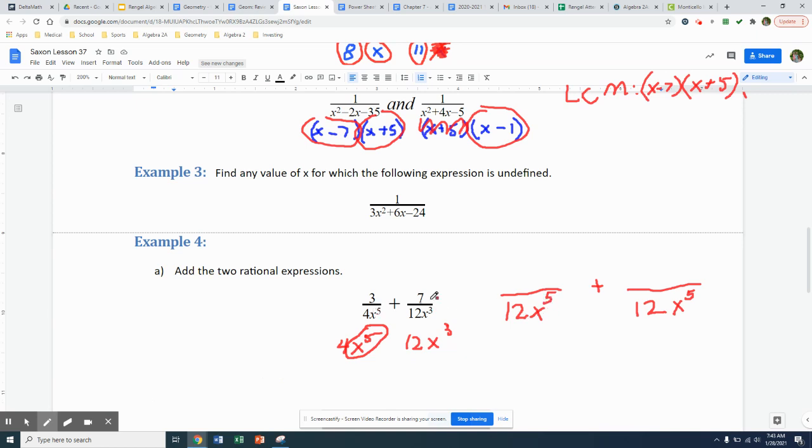So what did I do to my denominator to get to 12x to the 5th? I multiplied it by 3. And I have to do the same thing to my numerator then. So that's going to be 9 over 12x to the 5th.